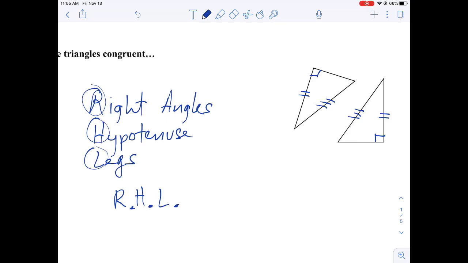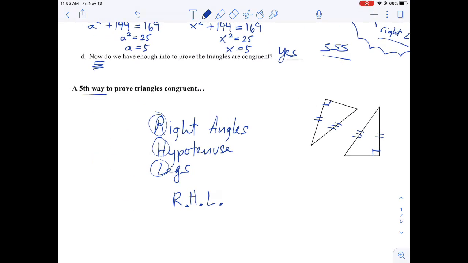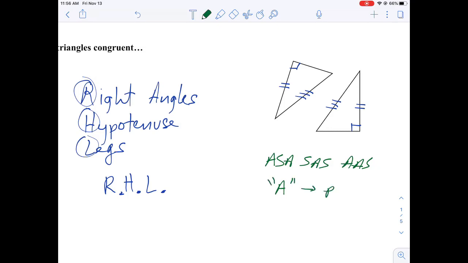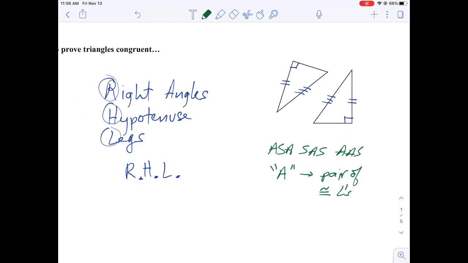So RHL becomes a fifth and final. Here's the fifth way we can prove triangles congruent. That's the last one we'll have. And let me clarify something, and I'll do a different color here. Remember the three that we had that involved angles. All of these justifications involve getting congruent angles. In those cases, whenever we had an A, that A represented a pair of congruent angles. You know that very well. You've done a bunch of proofs with it.